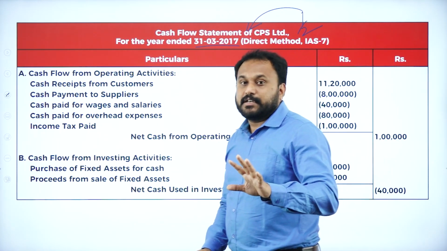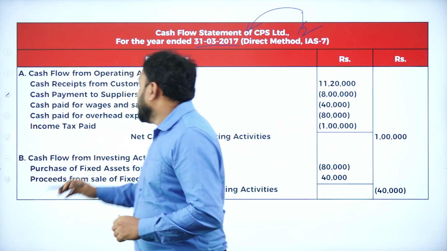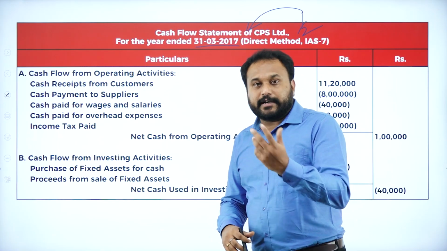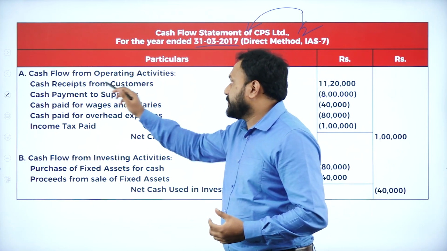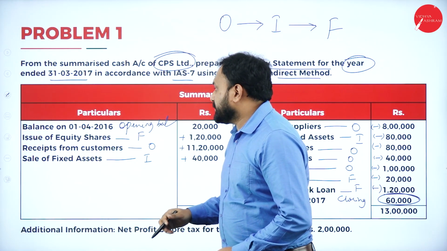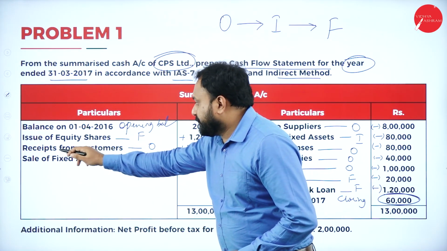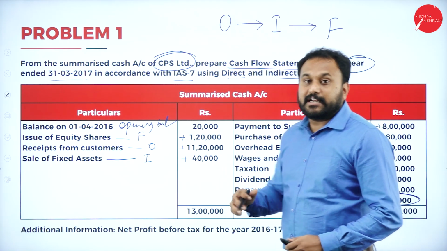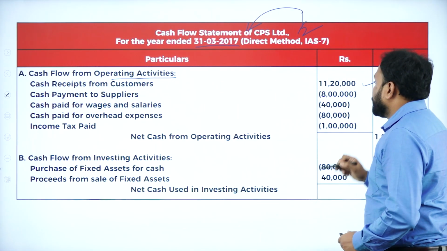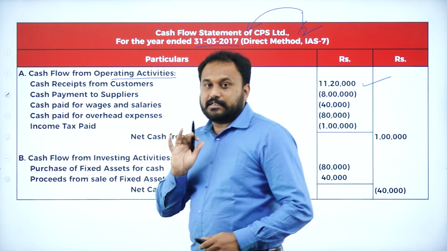Direct method is the first one. Now here, particulars is here. Now inner column and the outer column, you already know what exactly it is. Now cash flow from operating activities, a heading. Now please understand here what all you are supposed to write. Operating, receipt from customer, how much? 11,20,000. You are supposed to add that, isn't it? So 11,20,000 we have added. Done.